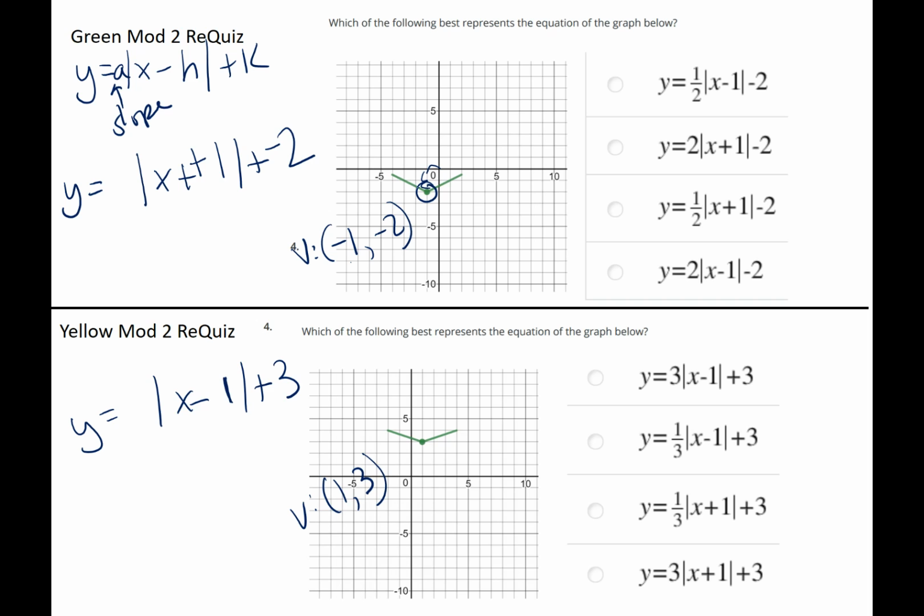And now we're going to count the slope. I scribbled on that one too much. Probably draw a slope triangle in there, or at least look for my slope triangle. It looks like I'm up 1 and over 2, so it's a 1/2. This one here looks like I'm up 1 and over 3, so it's a 1/3. And they're both opening up, so they have to be positive. So it looks like it is this one here and this one here.